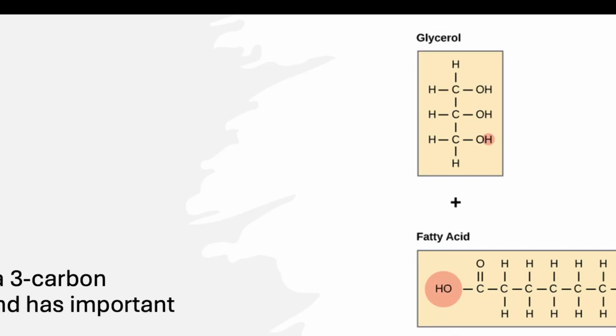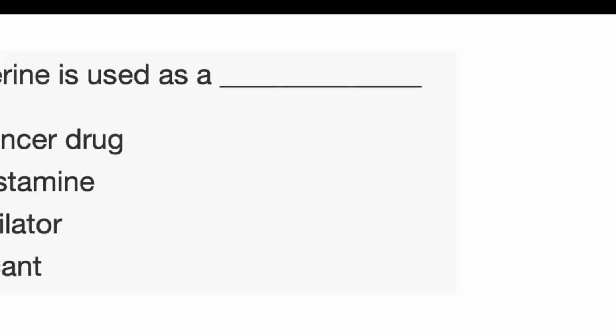Cool. Very good. Moving on to the ninth question. Nitroglycerin is used as a dash. Option A, anti-cancer drug. Option B, antihistamine. Option C, vasodilator. Option D, lubricant. Nitroglycerin is used as which of these?